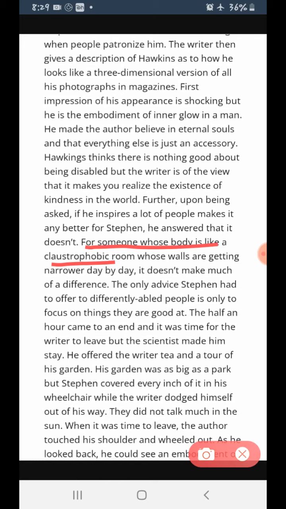So he said that for someone whose body is like a claustrophobic room, whose walls are getting narrower day by day, it doesn't make much of a difference. So Stephen Hawking feels that his body is like a claustrophobic room, and it doesn't make any difference whether he is being inspired and people like him or whatever. That means he is quite depressed in one sense.